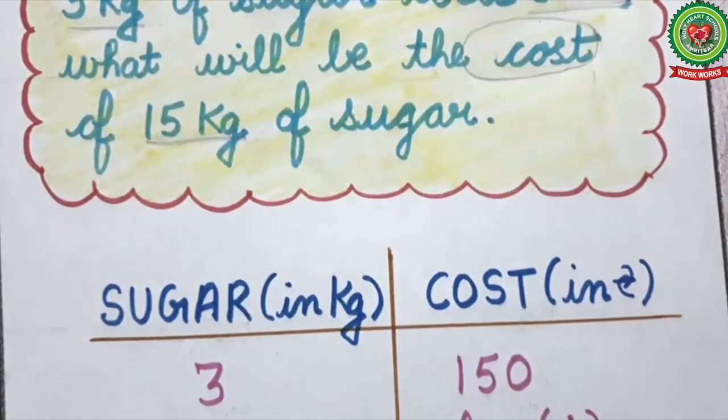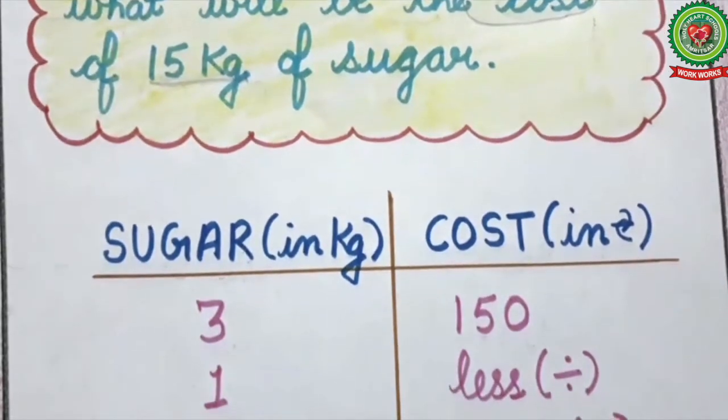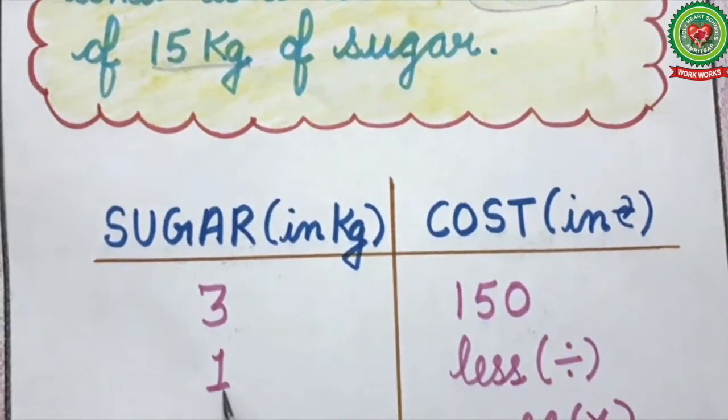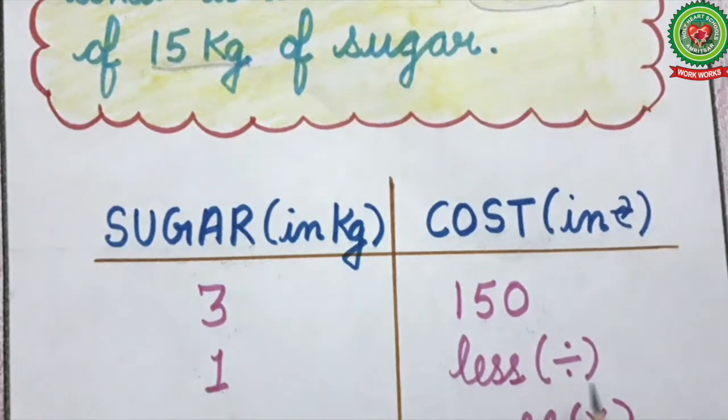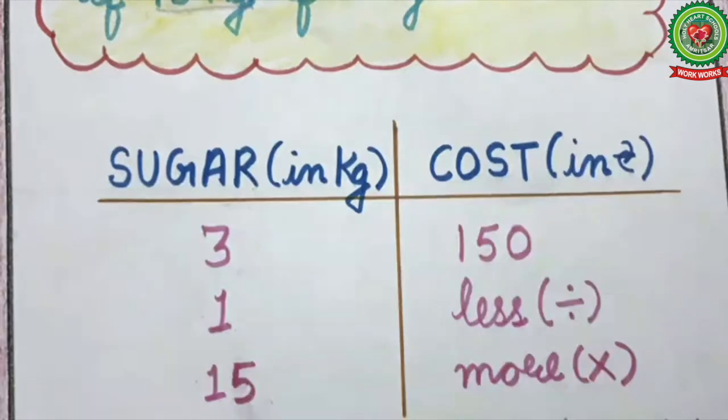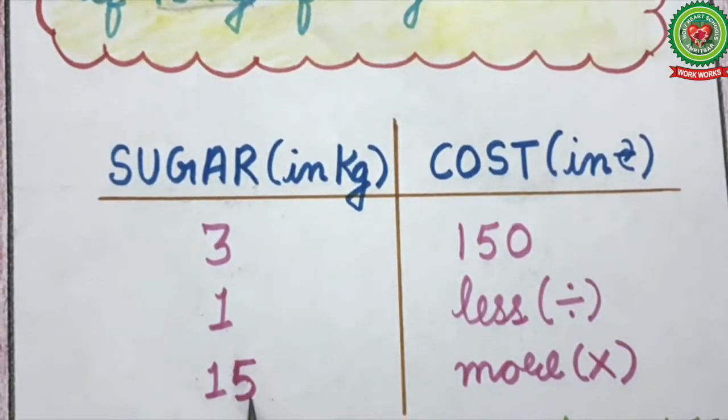Here we will use unitary method. For that method, firstly we need to find the cost of 1 kg. When we move from 3 kg towards 1 kg, amount of sugar decreases, cost will also decrease. Here less will come, less means divide. Then we need to find the 15 kg, so I have written 15 here. When we move from 1 kg towards 15 kg, amount increases, cost will also increase. Here more will come, more means multiply.